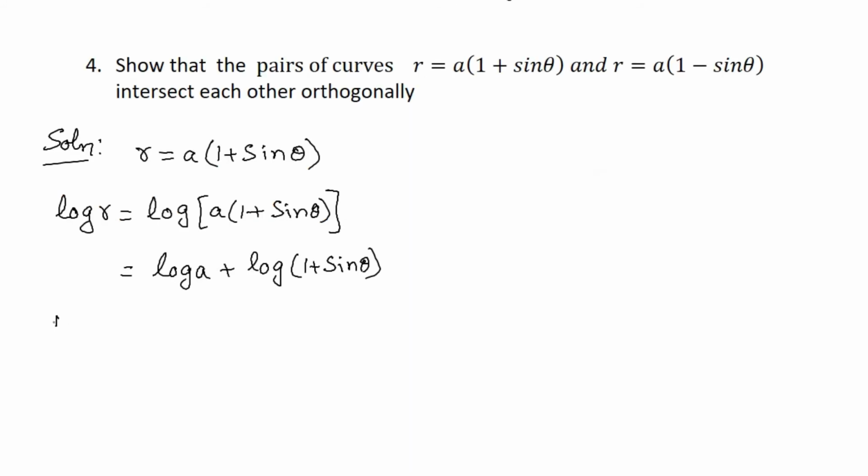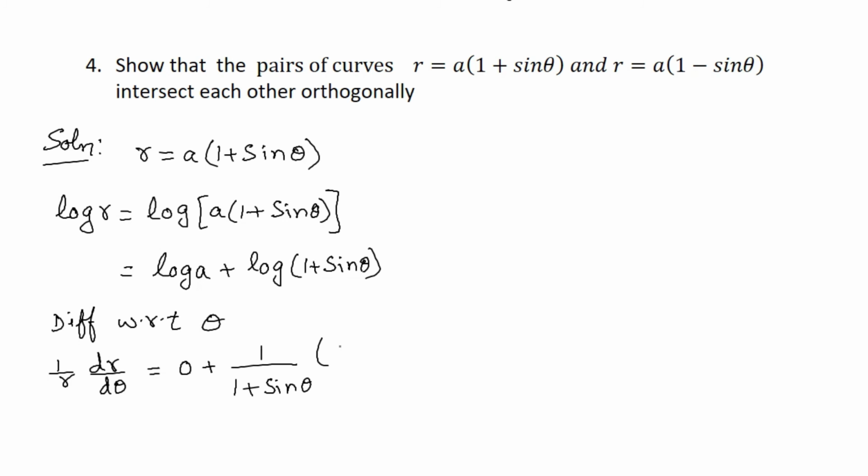Let us try to differentiate this with respect to theta. So log r differentiation will be 1 by r into dr by d theta. Log a is a constant, so its derivative will be 0. Plus, log of 1 plus sine theta differentiation will be 1 by 1 plus sine of theta into the derivative of 1 plus sine theta, which will be cos of theta.